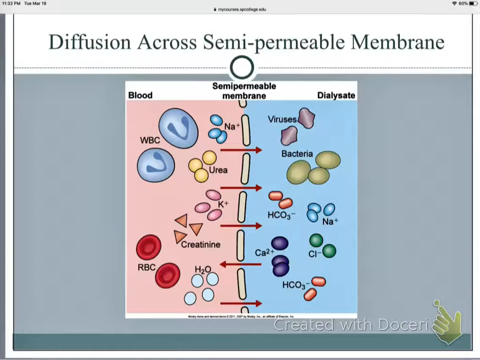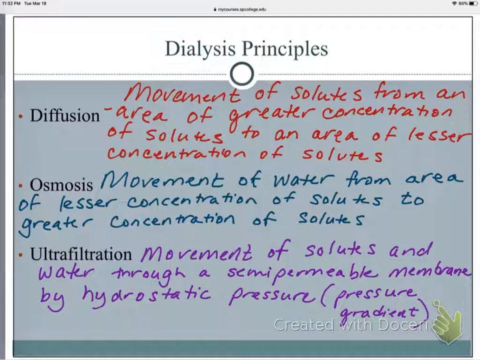So generally, dialysis is usually begun when a patient's uremia is no longer treated conservatively. So they resort to dialysis. The principles of dialysis generally work by diffusion, osmosis, and ultrafiltration. And hopefully you've heard these terms before. This shouldn't be anything new for you guys, right?